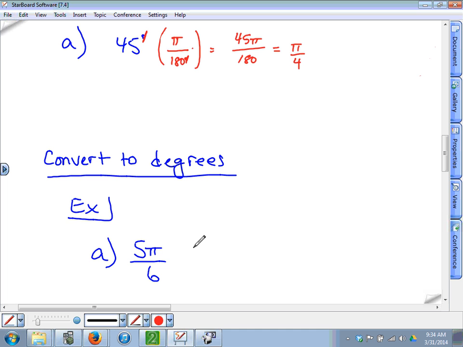So say that again, Michael. 180 over pi. What do you guys think? Now we flip it around and do 180 degrees over pi radians. We're converting to degrees, so we want that little pi symbol to cancel. If I want pi to cancel on 5 pi, then on my conversion factor, pi has to be in the bottom.